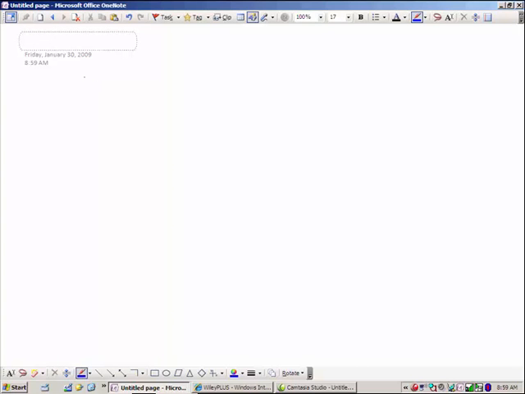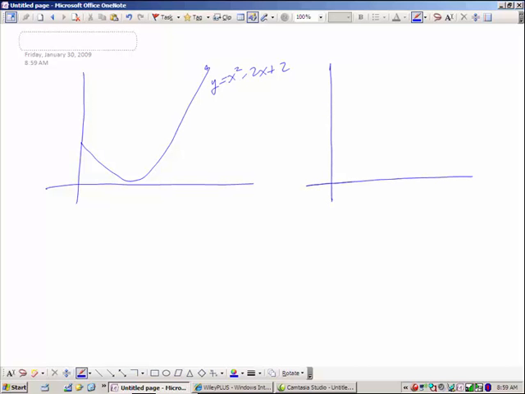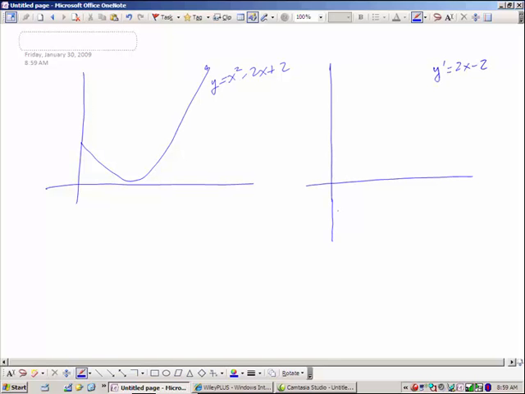Let's take a look at another function. And this is the function y equals x squared minus 2x plus 2. What's the derivative for that function? Man, you guys are good at that. 2x minus 2, so I think it's going to look something like this. Is that okay? And tell me, why does this derivative and this function sort of work together well?